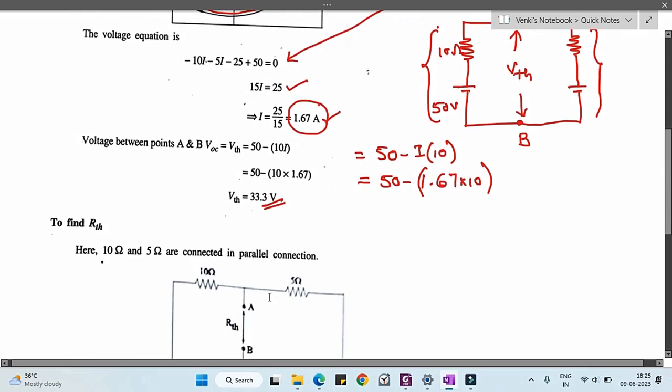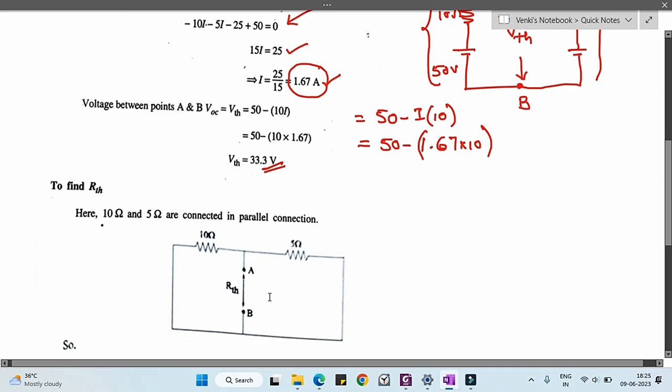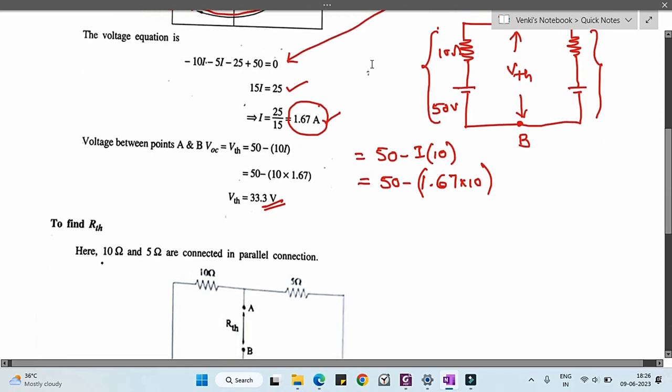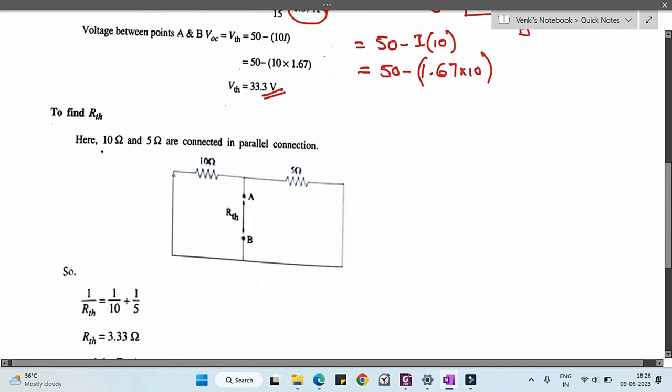Now we need to calculate the R Thevenin. This is a very simple one. While we are calculating the R Thevenin, the condition is that the voltage and current sources should be replaced by their equivalent resistance. In this circuit, they have given two voltage sources. This is one voltage source and this is another voltage source. Now we need to replace those voltage sources with a short circuit. Why? Because for voltage sources the equivalent circuit is the short circuit. So I am going to replace those two voltage sources with a short circuit connection like this.